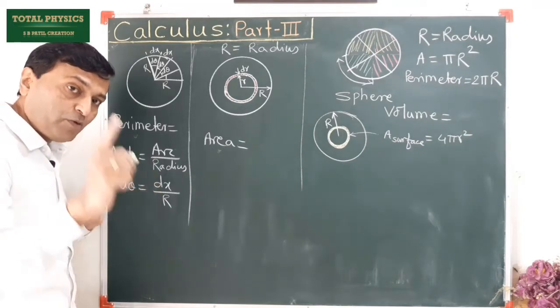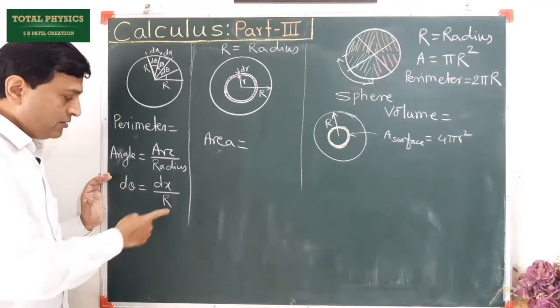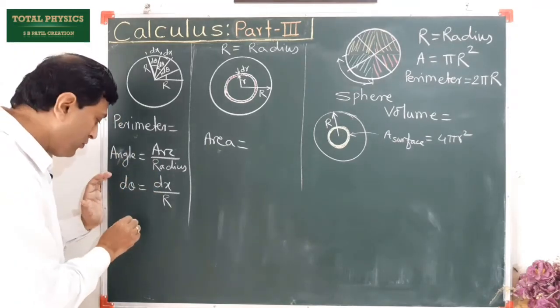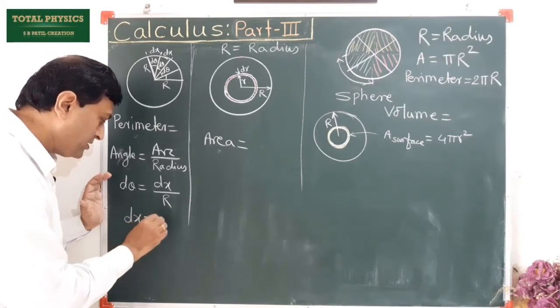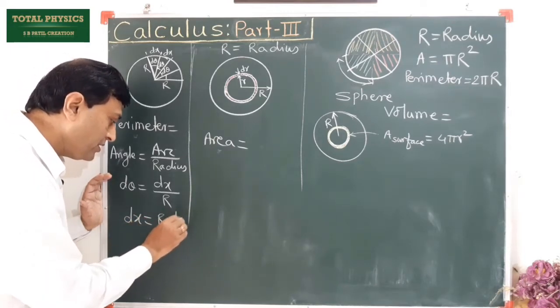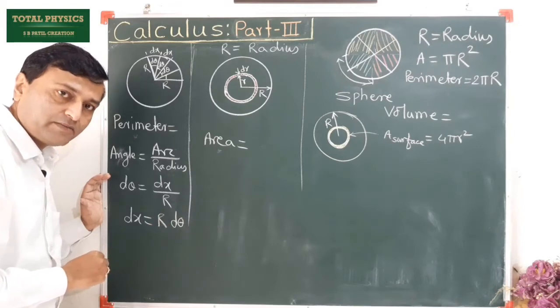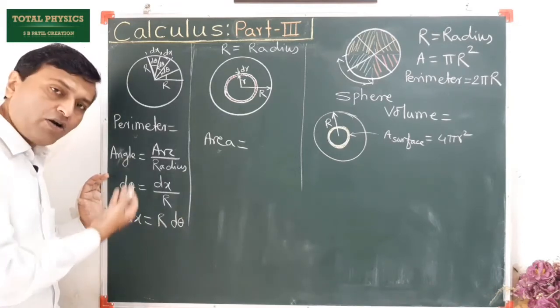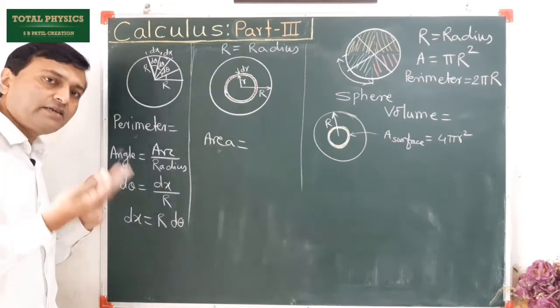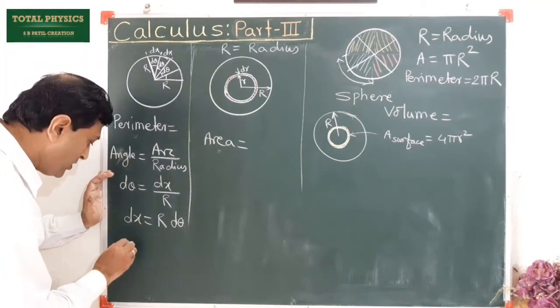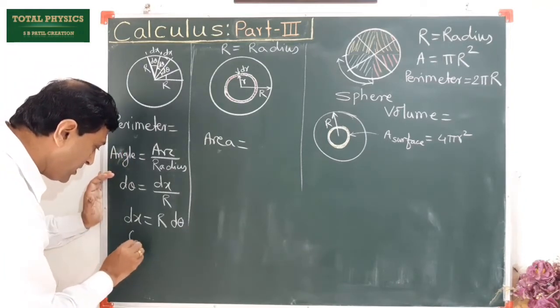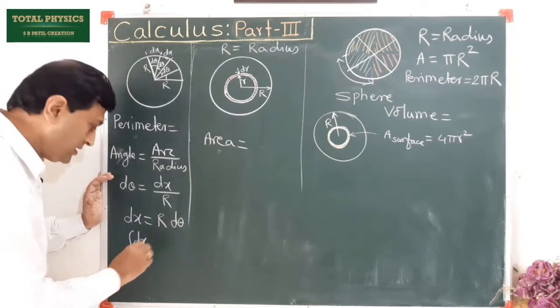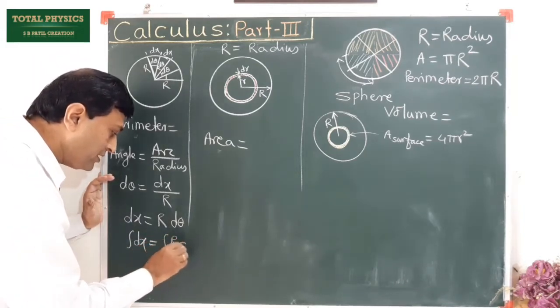That's why you have to develop the formula of dx first by shifting this r. Then you will get the formula of dx. dx is equal to r d theta, by cross multiplication. Then add all dx, means integrate dx. Means total length will be the integration of dx, means integration of r d theta.